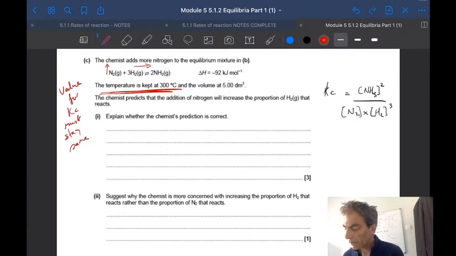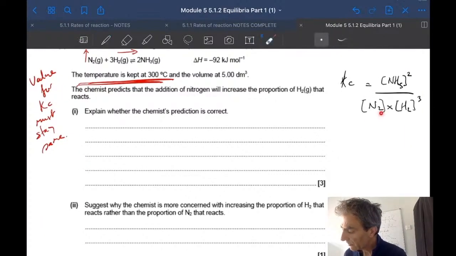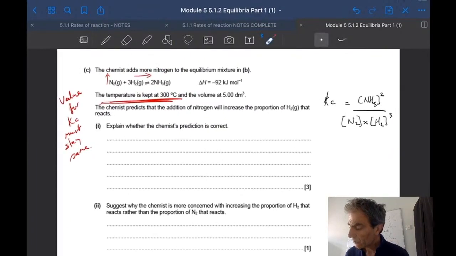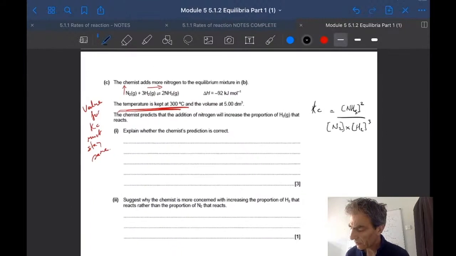Okay, right, so how can we weave all this into a sort of decent answer and get all the marks? Right, so this is what I've said. Adding nitrogen would increase the denominator term in the Kc expression. If you make that bigger, the denominator is obviously going to get bigger. So what would that do to Kc? It would make Kc smaller, wouldn't it? Okay, so let's just put something in words now.